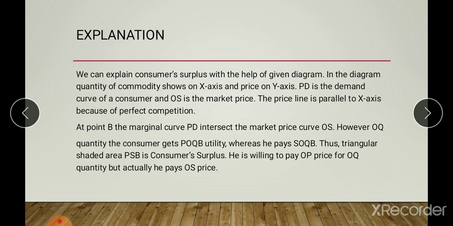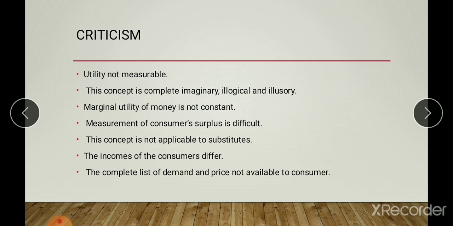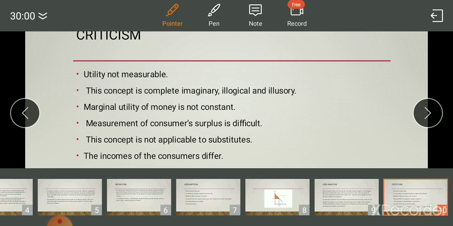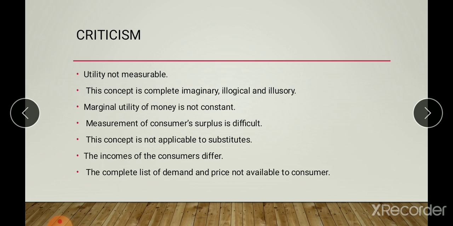In this slide the explanation of the diagram is given, and let us move on to the criticism of the consumer surplus. Some of the critics criticize this consumer surplus on various grounds. In assumptions, Professor Alfred Marshall explained that utility can be measured in terms of cardinal measurement. But critics say that utility is not measurable. It cannot be expressed by the consumer with the help of any numbers. And this concept is completely imaginary, illusionary, and illogical. That means this concept is an illusion. It cannot happen in real life.